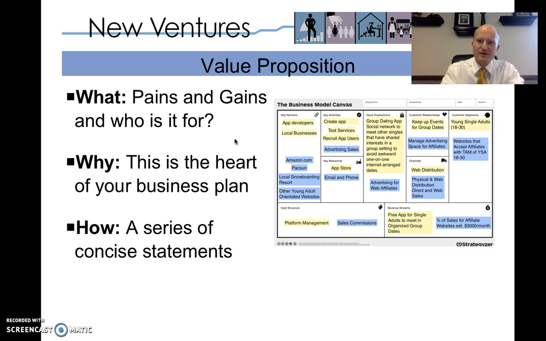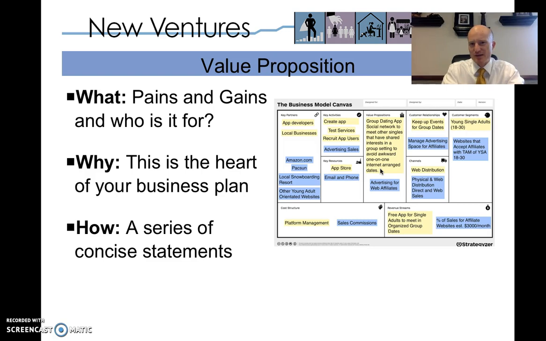So then how do you write a value proposition? It's a series of concise statements. And I emphasize concise. If you can't say it concisely, you can't say it. As you're talking with people, it just needs to roll off your tongue. For instance, this group right here. They want to do a group dating app, a social network to meet other singles that have shared interests in a group setting to avoid awkward one-on-one internet arranged dating.